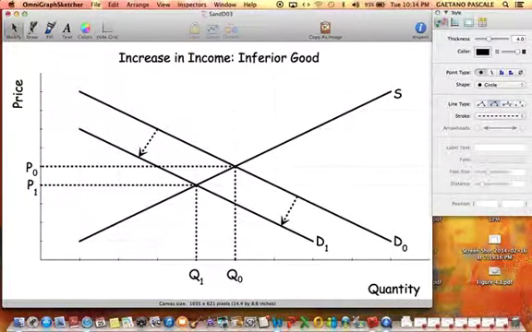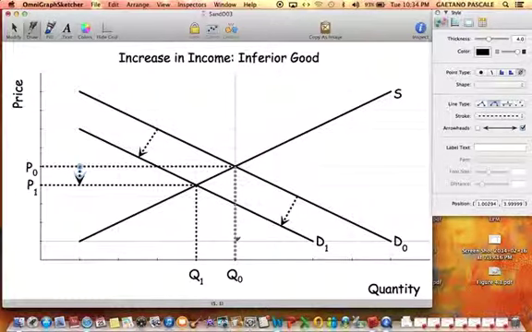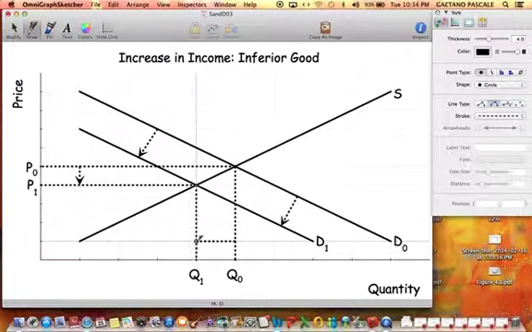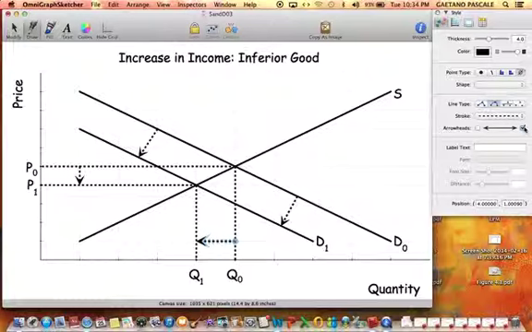And once again, if you want to put in arrows to show which direction the price was moving, we see that that causes the equilibrium price to decrease, and we see that the equilibrium quantity also decreases. So with the increase in income, and it's an inferior good, the demand curve shifts inward, and the net result of this is that the equilibrium price falls from P0 to P1, and the equilibrium quantity falls from Q0 to Q1.